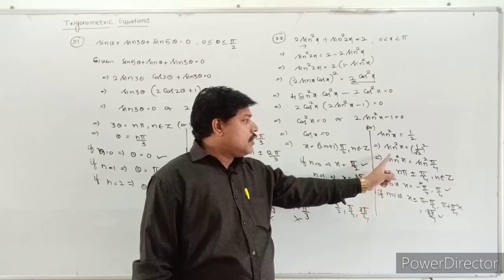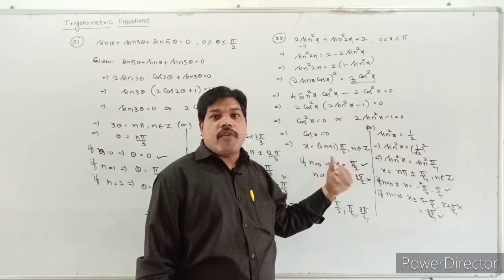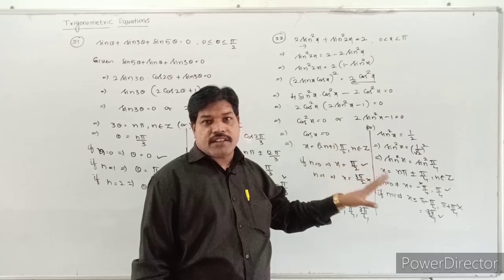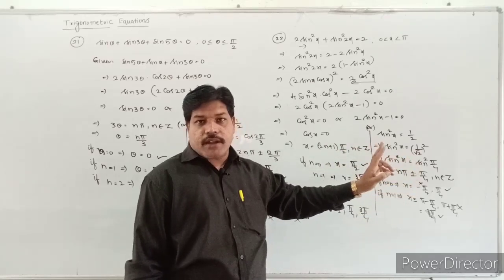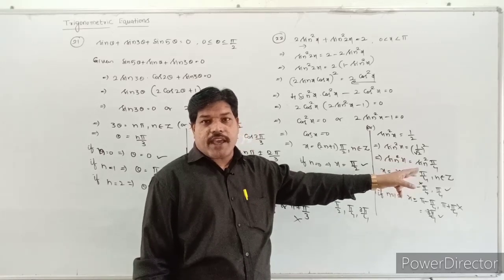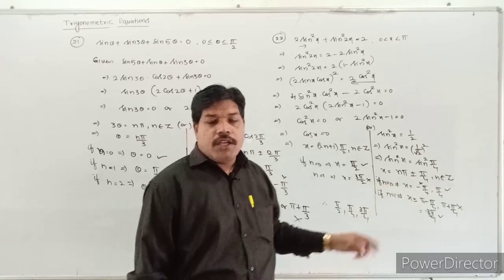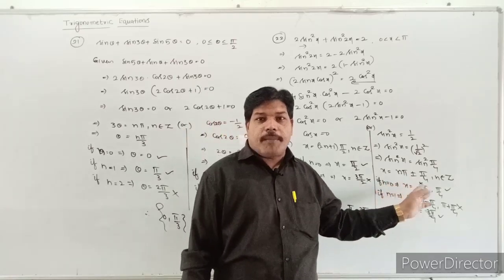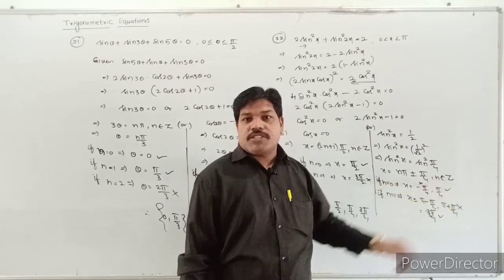And also sin square x is equal to 1 by 2. From the LHS side, a square is there, so on the RHS side also you have to get the square only. That's why 1 by 2 you can write as 1 by root 2 whole square, which is sin square pi by 4. It is in the form of sin square x is equal to sin square alpha. So we can take x is equal to n pi plus or minus alpha, that is x is equal to n pi plus or minus pi by 4.